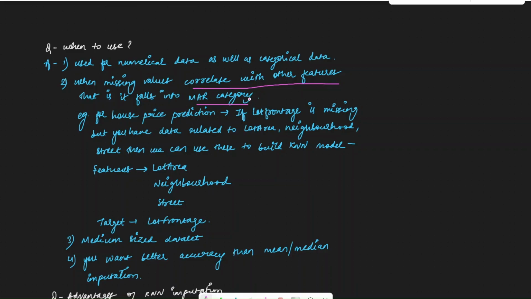Whenever we have MAR type of missingness, which is missing at random, then we can use KNN imputation. This is the same house price example that I explained earlier, where for house prices we had lot area, neighborhood and street. We're going to use these as features and predict the value of lot frontage. The third scenario in which we can use KNN imputation is when we have a medium size data set. When the data set is of medium size, we have enough training samples to train our KNN model, and on the basis of that we can make predictions for our missing data. When you want better accuracy than mean and median imputation, that's when you use KNN imputation.